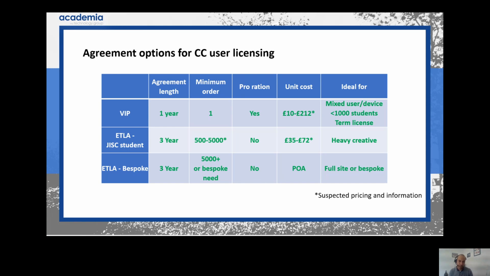Again, unit cost varies depending on what your commitment level is, and generally we would say this is ideal for heavily creative institutions, those that probably need 1,000 to 5,000 students licensed. This could be your best option.